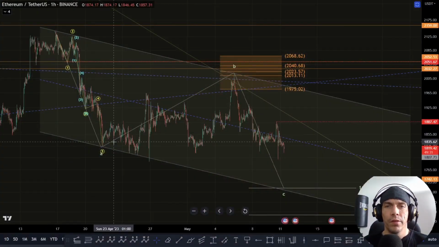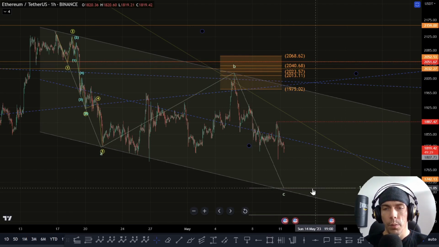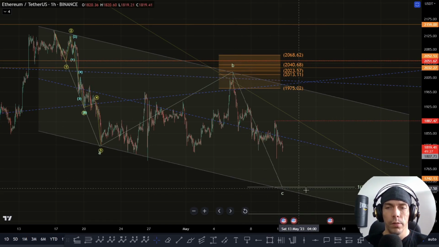Today we're going to have a look at Ethereum. Let's get into the price action and see what's going on. Okay, so primarily what I'm still looking for is that potential of forming a C wave to the downside. We're looking for this 1-to-1 here of the 1721.